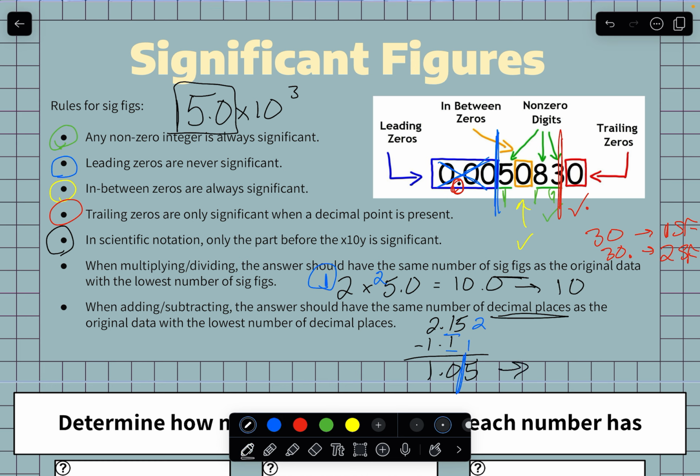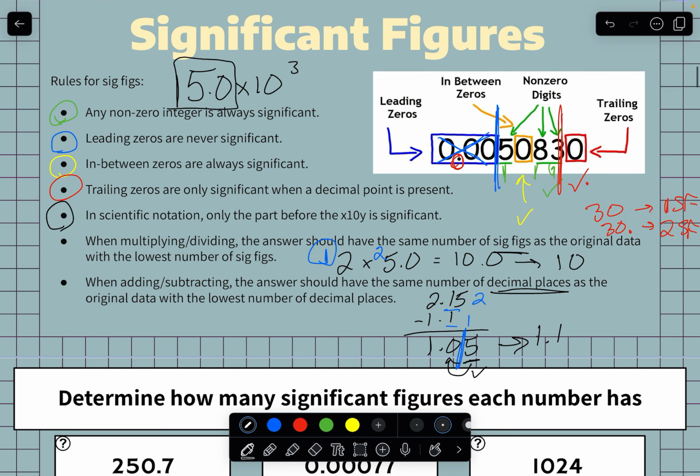We're going to look if the number after rounds it. So it's a 5. Remember, 5 or more, that is going to round up our number. So 1.05 becomes 1.1. So remember, with rounding, 5 or more rounds it up. 4 or less stays the same.